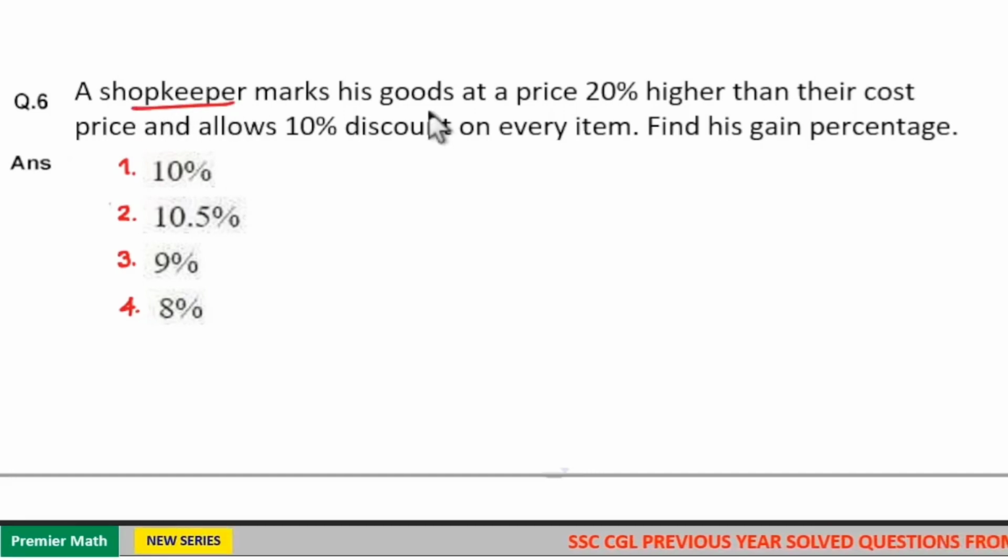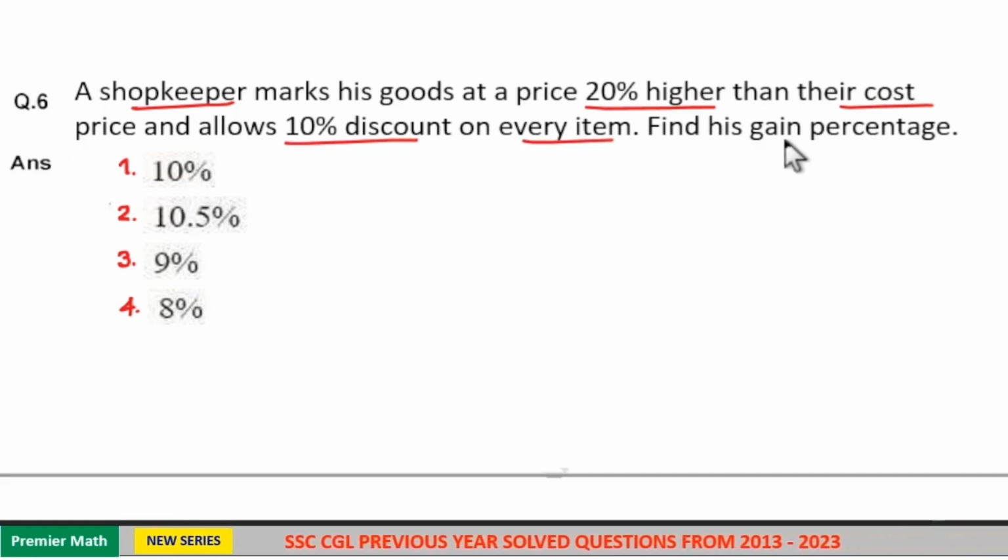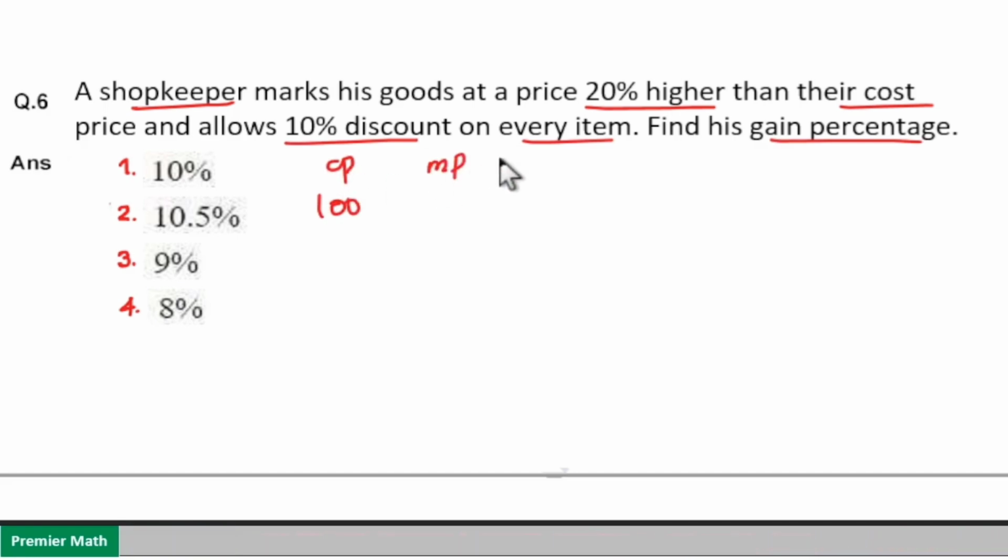A shopkeeper marks his goods at price 20% higher than their cost price and allows 10% discount on every item. Find his gain percentage. Here, consider 100 rupees as the cost price. Then mark price means 20% higher than cost price.